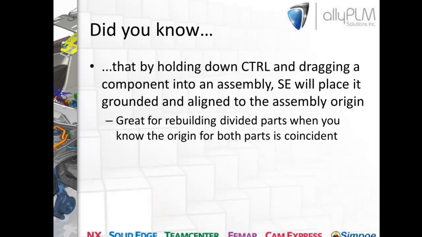When you drag in a part from either the Pathfinder or the Parts Library, if you hold down Control and drag it in, Solid Edge will ground the part and align it to the assembly origin. And this is great for rebuilding divided parts. If you hold down Shift and drag in a component, it'll place it with no constraints at your cursor location. And I'll show you all this in a minute.